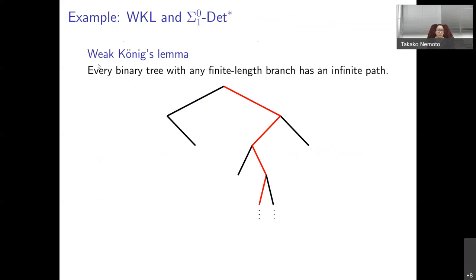Weak König's lemma is a statement like: every binary tree with arbitrarily long finite branches has an infinite path. So if I draw a picture like this, given an infinite binary tree, there exists an infinite path. That is weak König's lemma. And RCA zero star proves that weak König's lemma is equivalent to sigma zero one determinacy in Cantor space.